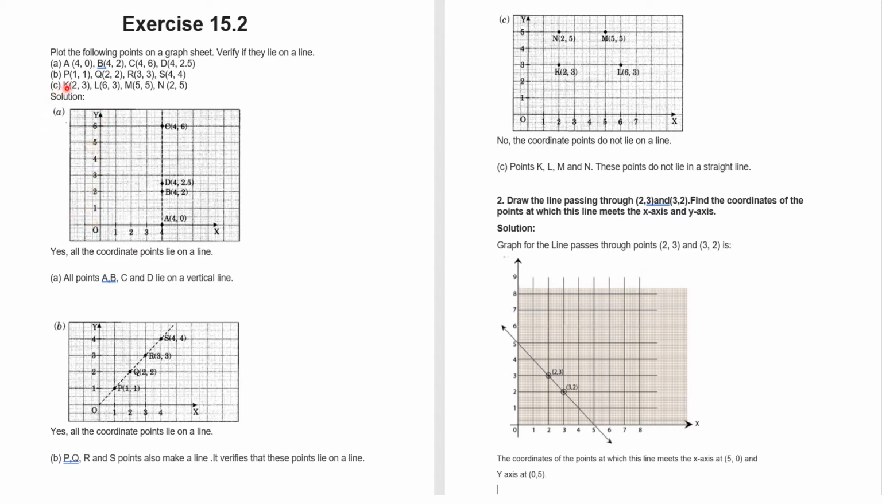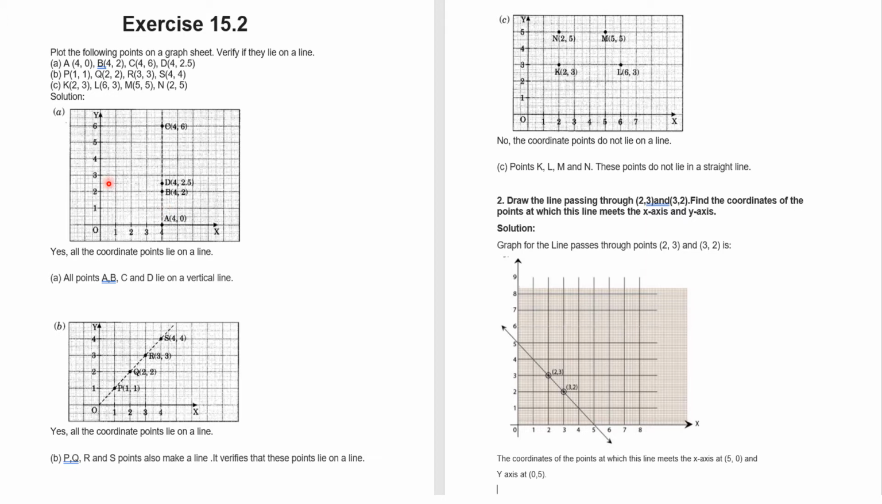So just have a look at the point (4, 0). On the x-axis we will go to 4 and on the y-axis it is 0. So we will remain here at the point A. Now see our second point, point B. Again we go 4 steps on the x-axis and 2 on the y. So here we got point B. We will do the same for C. It is (4, 6). And for D, it is (4, 2.5).